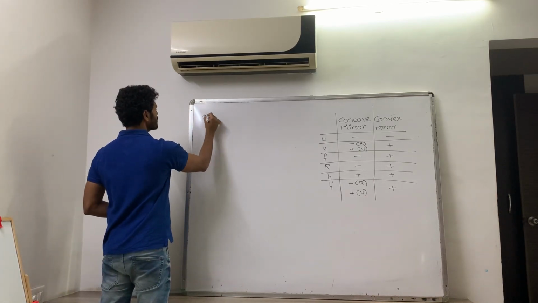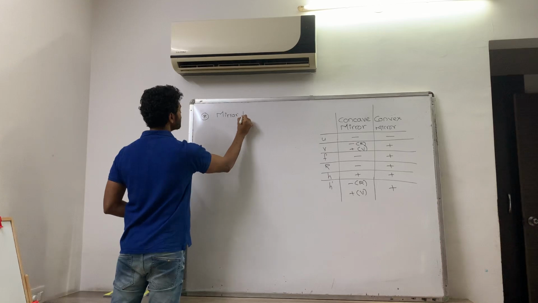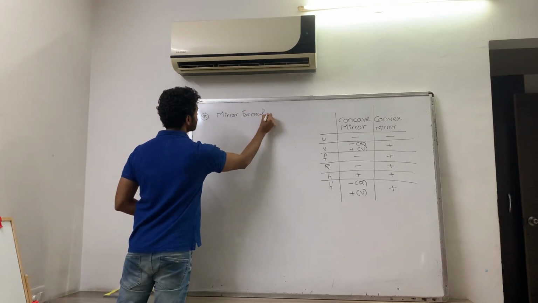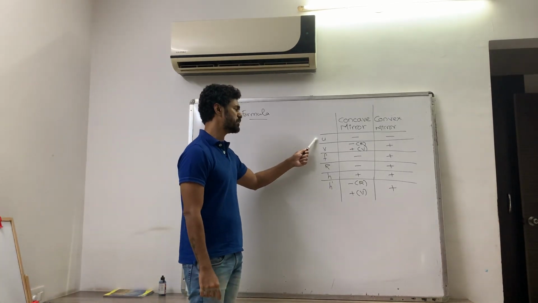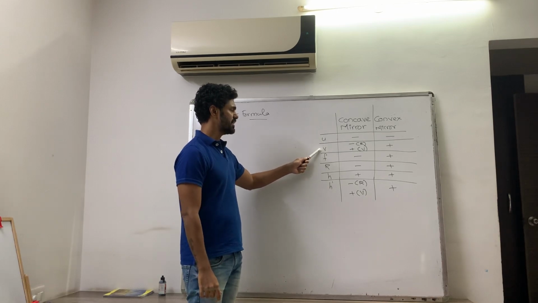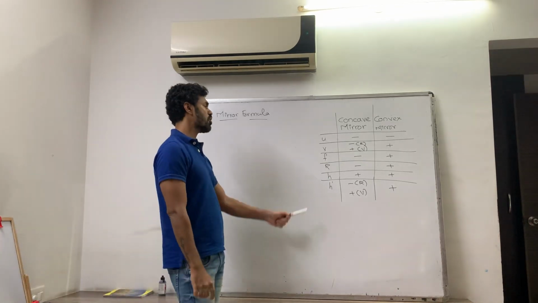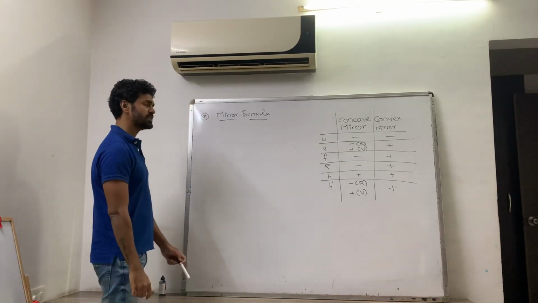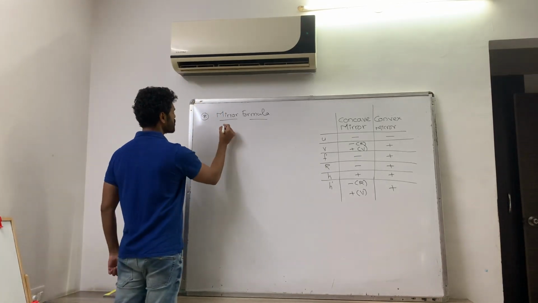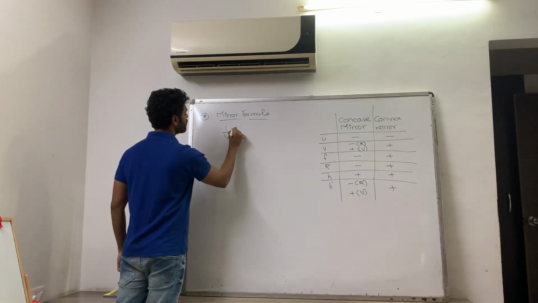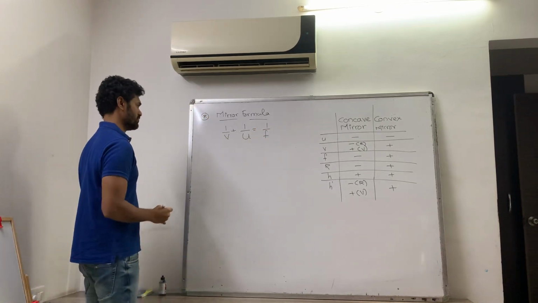The first formula is the mirror formula. Now what is the mirror formula? A formula giving a relation between object distance, image distance and focal length of a mirror is called the mirror formula. What is the formula? 1 by V plus 1 by U equals 1 by F.